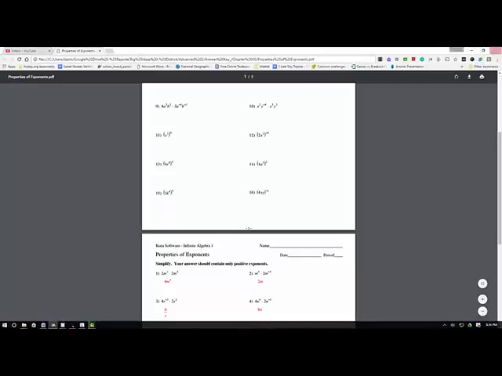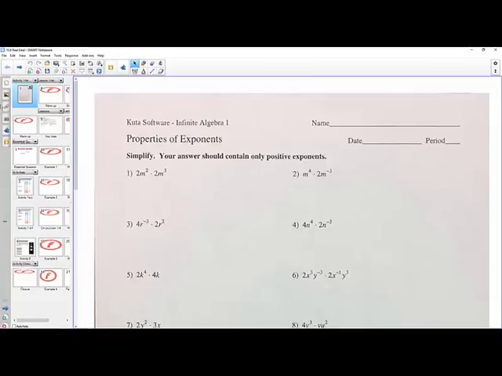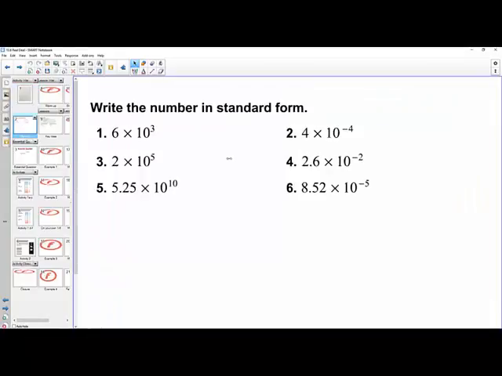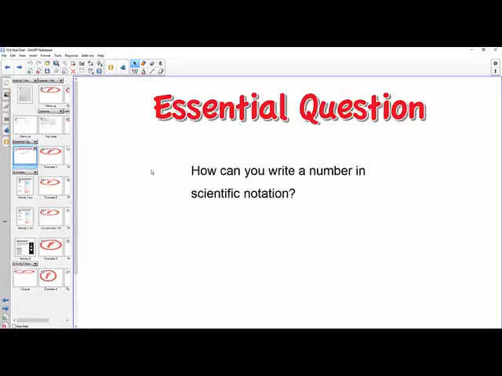Let's actually go to the lesson though. So here we go. So I want you to go through and try to write these in standard form. So pause the video again. And here are the answers. The whole idea for the day is to write a number in scientific notation.